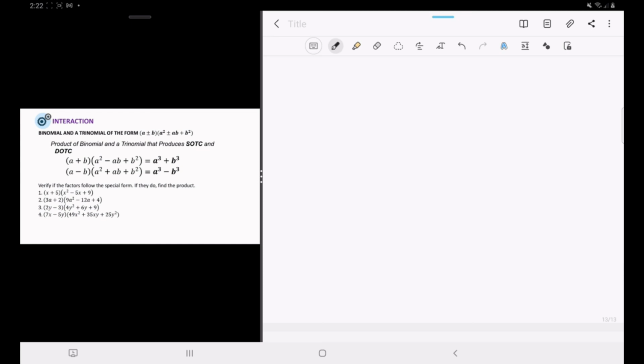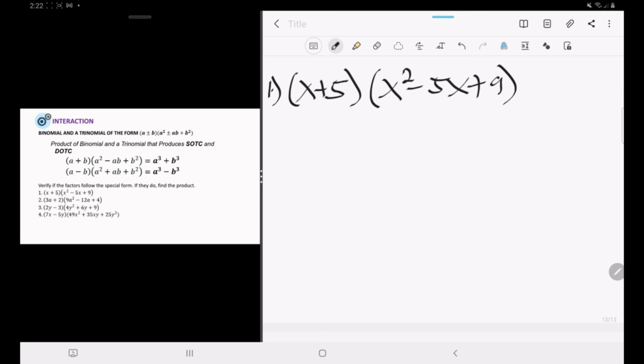Verify if the factors follow the special form. If they do, find the product. Number 1, x plus 5 times x squared minus 5x plus 9. What do you think? It did not follow the pattern because of the third term. The third term should be the square of the second term of the binomial. So it did not follow the pattern.